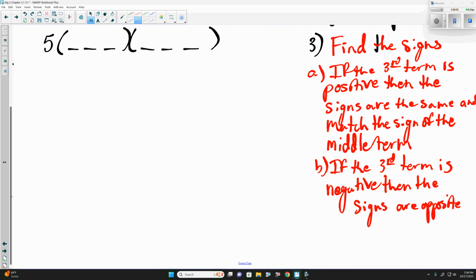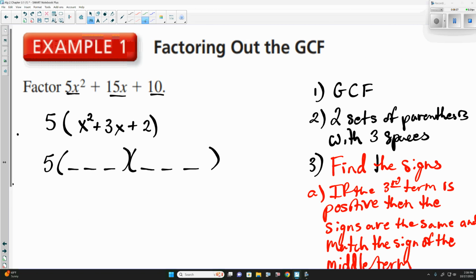So if we look back at this one here, if we look at the third term, is the third term positive or negative? Positive. If the third term is positive, which it is, the signs are the same and they match the sign of the middle term, which is also positive. So the signs are both positive. Questions on this here so far?